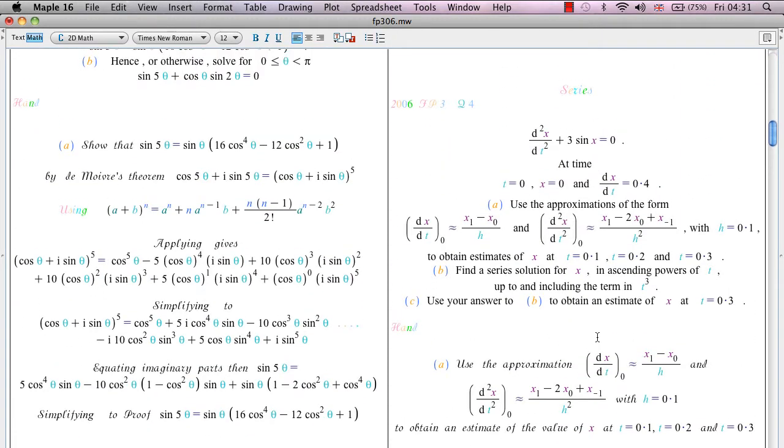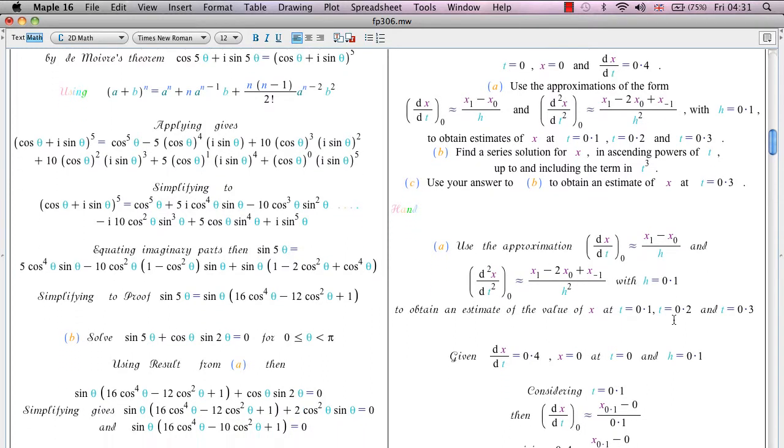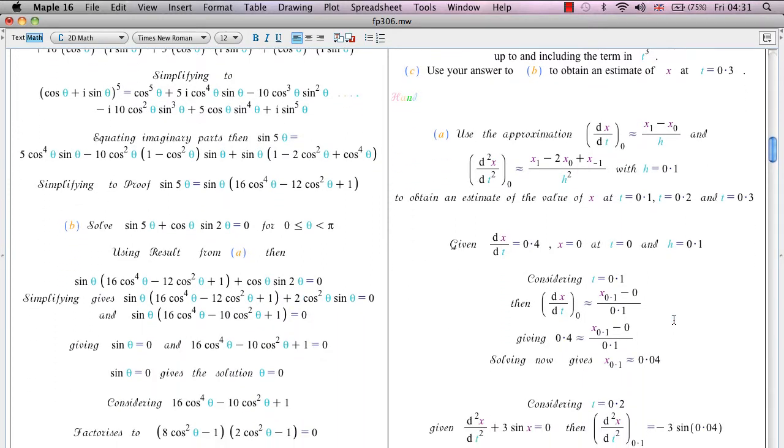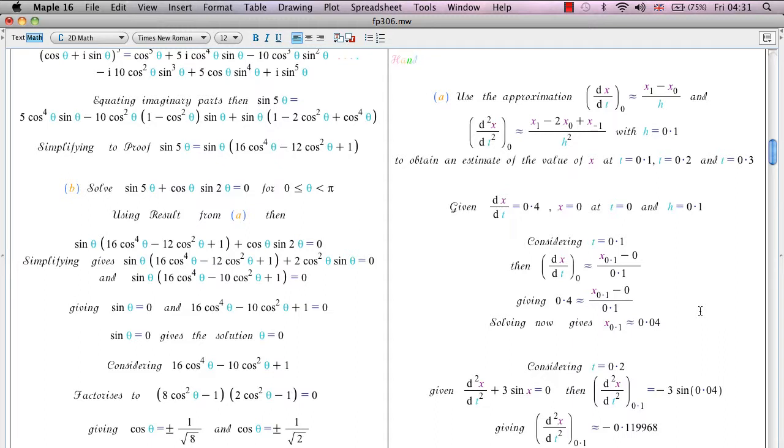Question 4, approximations of the form given in A for t equals 0.1, 0.2 and 0.3. A series solution to t cubed in B, and an estimate of x at t equals 0.3 in C. So using the forms given dx dt is 0.4, x equals 0 at t equals 0. The first approximation will be 0.4 approximate to x.1 minus 0 over 0.1, which gives x.1 as 0.04.